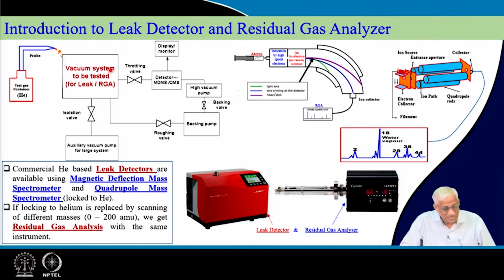What will they do? This is a high vacuum system and that is connected to a leak detector. It can be a magnetic deflection mass spectrometer (MDMS) or a quadrupole mass spectrometer, and it has modern displays and monitors and IoT. All sorts of instrumentation are there now with digital instruments, data acquisition, and varieties of instruments to help you anyway.